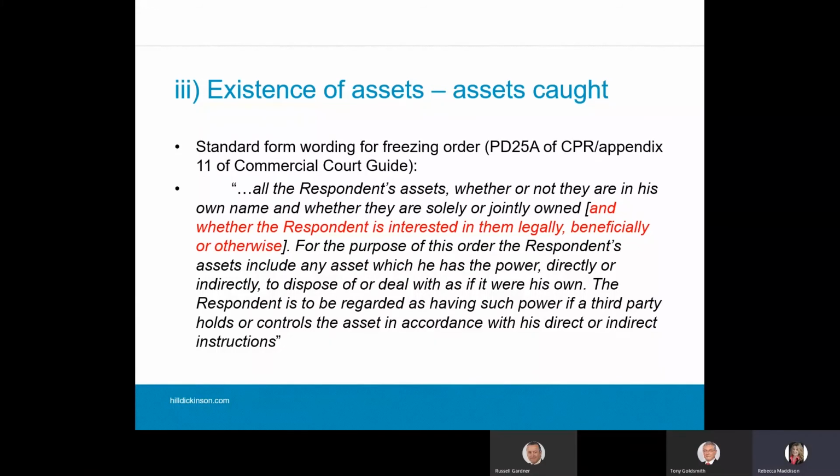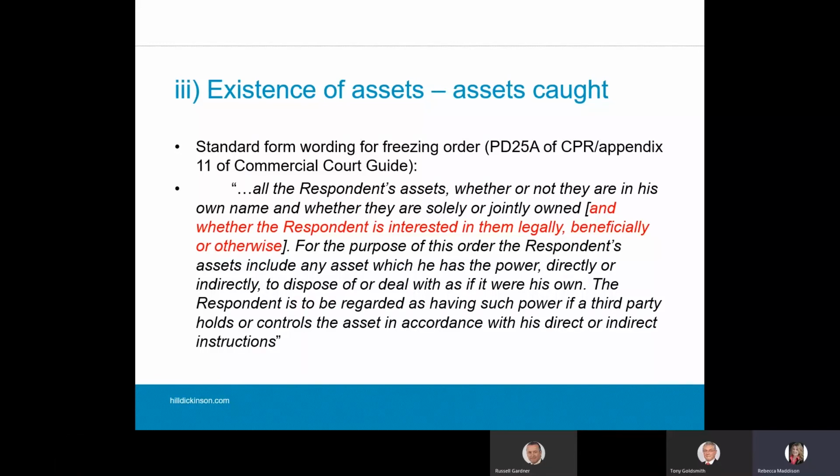So, what types of assets are caught by the standard form wording of the freezing order? Well, I put it up there. That's Practice Direction 25A of the Civil Procedure Rules, also Appendix 11 of the Commercial Court Guide. And it's all the respondent's assets, whether or not they are in his own name, and whether they are solely or jointly owned, and whether the respondent is interested in them legally, beneficially, or otherwise. For the purpose of this order, the respondent's assets include any assets which he has the power, directly or indirectly, to dispose of or deal with as if it were his own.